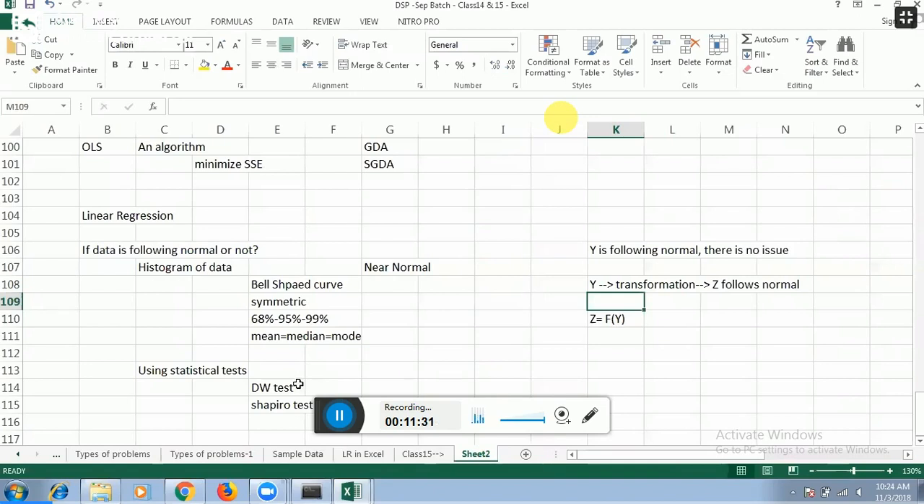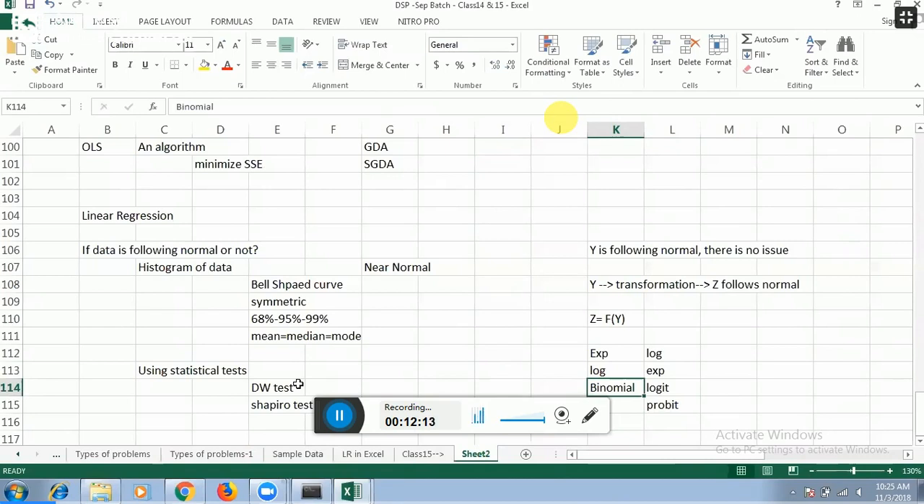A simple example is if y is following an exponential distribution, and the transformation can be log. If the data is following a log normal distribution, then exponential can be a transformation. Or if the data is following a binomial, then there is some kind of transformation like logit or probit. So if the data follows a particular distribution, to convert it into a normal distribution, we apply some kind of transformation.